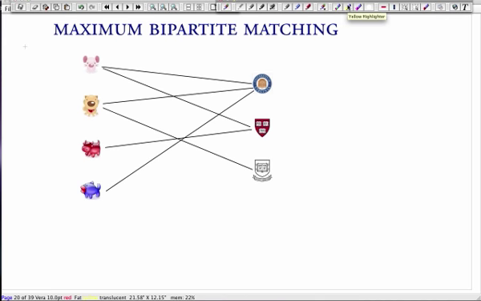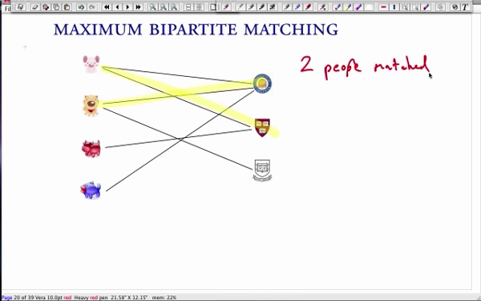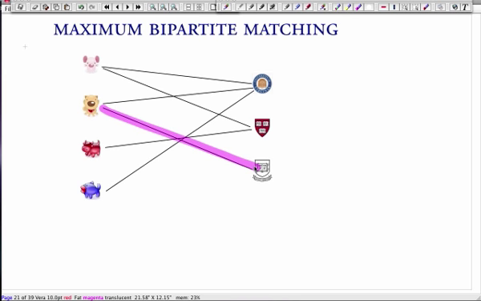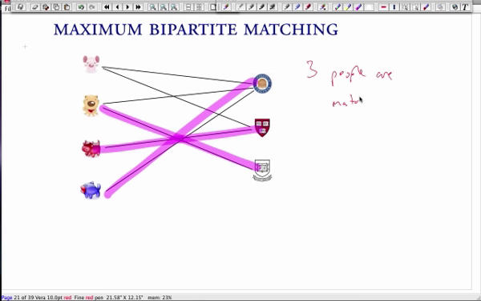Of course, one way is to do something like this, right? And so in this matching, 2 people are matched. Okay? But clearly, we can do slightly better, or, well, it's not clear if this is better, since, as I mentioned, sending someone to Yale might actually be a disservice. But now, in this case, 3 people are matched.